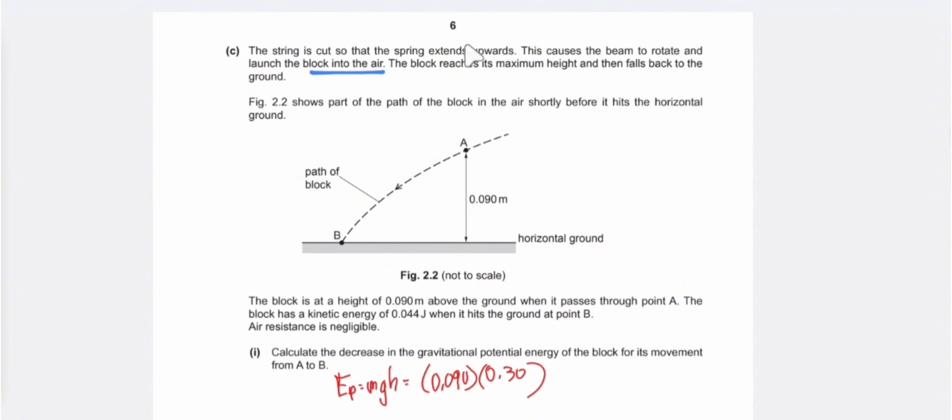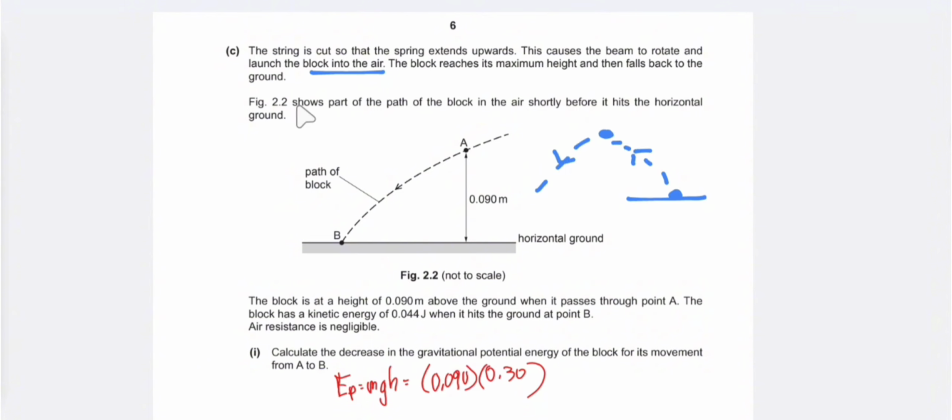So the block is now launched into the air. The block reaches its maximum height and falls back to the ground. So the block, suppose from the beam, moves, and as it moves, it reaches its maximum height and then falls downwards from the maximum height.